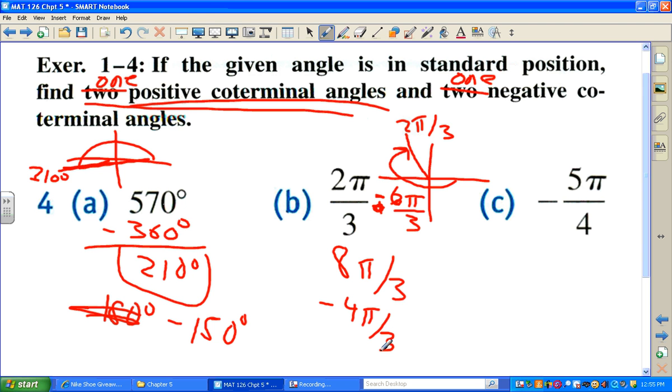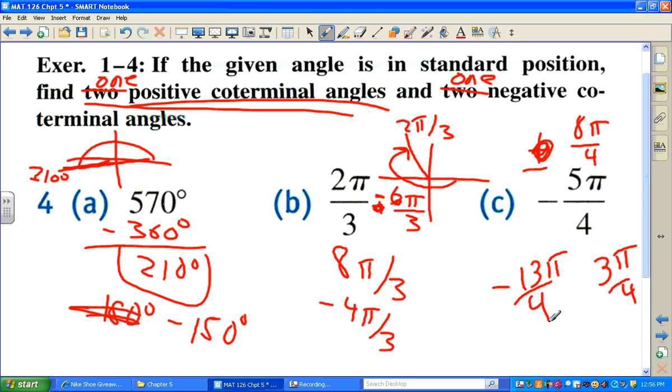Okay? Negative 5 pi over 4. Well, you're going to add one lap to it, right? You're going to add 8 pi over 4 to it, aren't you? And you end up with 3 pi over 4 as one answer. And now you're going to subtract 8 pi over 4, aren't you? Negative what? 13 pi over 4. Those are coterminal, okay? It helps with the fractions.